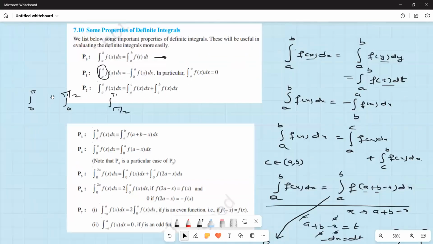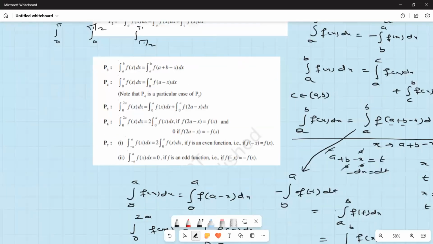Then the next one, if this is the integral a to b of f(x) dx, what are we writing? f of a plus b minus x. This property is used when it is pi by 6 to pi by 3. If you add them, this is 30, this is 60, 30 plus 60, 90 now. So mostly in that case we use this property a plus b minus x, when the lower limit is pi by 6, means 30, and the upper limit is pi by 3, means 60. Most of the time we use this property.